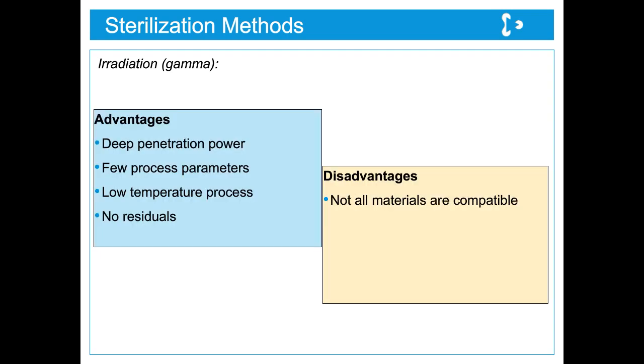Here are the advantages and disadvantages for gamma irradiation. It has deep penetration power. Again, it breaks the covalent bond of the bacteria's DNA. There are very few process parameters. It is also a low-temperature process, and there are no residuals, so that means there's no post-aeration process. The disadvantage is the fact that not all materials are compatible, and I'll touch on this shortly as well.